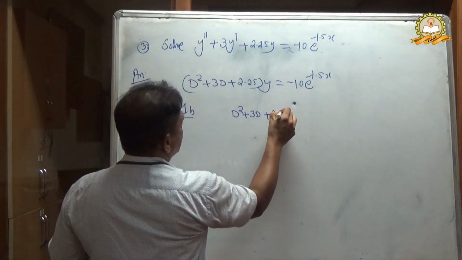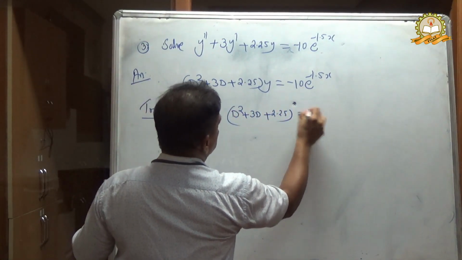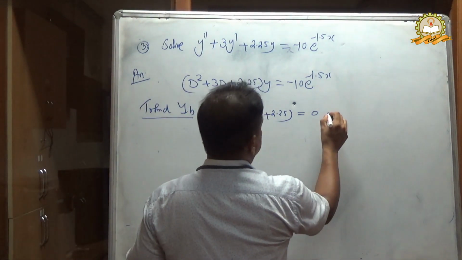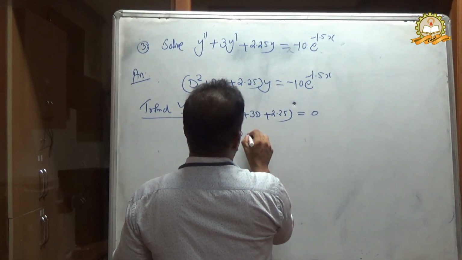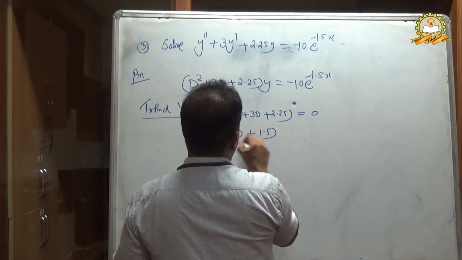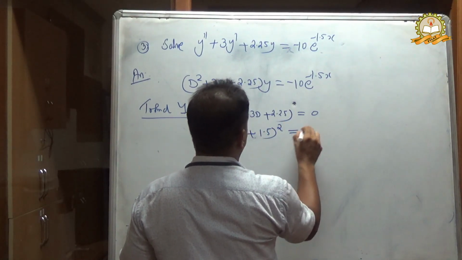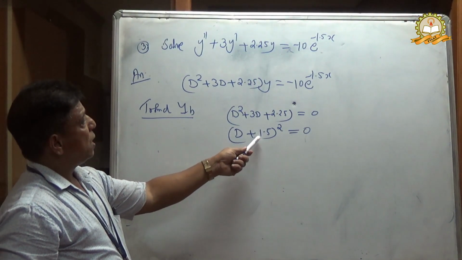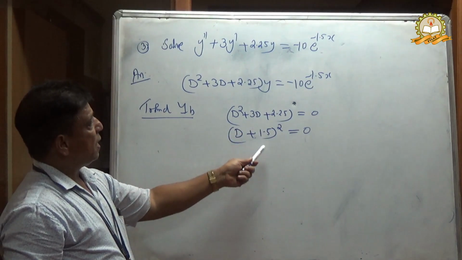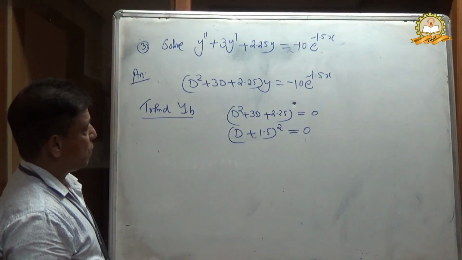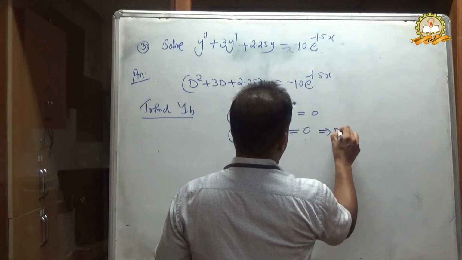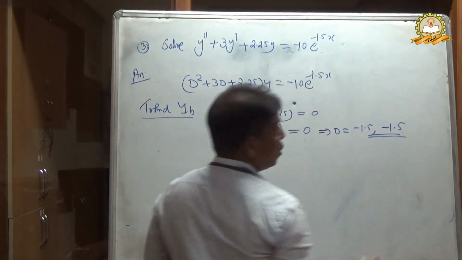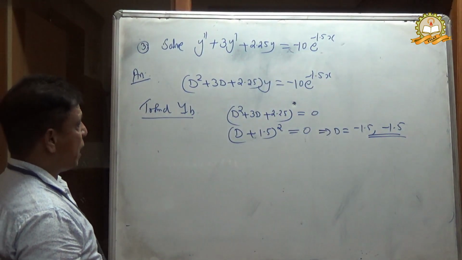plus 2.25 is equal to 0. D square plus 3D plus 2.25 is equal to 0. This can be written as (D plus 1.5) whole square is equal to 0. Therefore, the value of D is equal to minus 1.5 and minus 1.5.